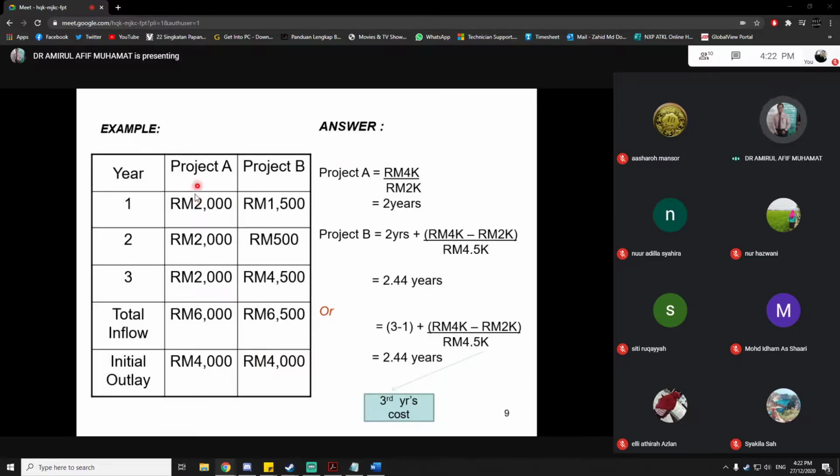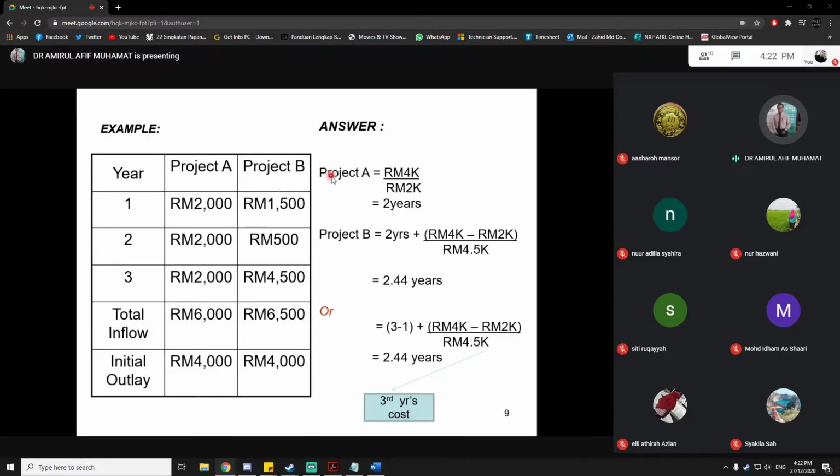So project A is an annuity. Annuity means every year the amount is similar. Okay, and project B is mixed income or uneven cash income: 1,500, 500, 4,500. So for project A, based on naked eyes, if you just look with the naked eye, you will see that in the second year the company will be able to cover the cost, which is 4,000. First year 2,000, second year 2,000, so 4,000. In the second year, it covers the cost.